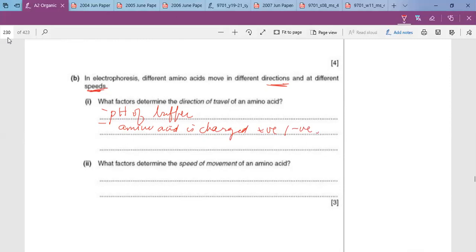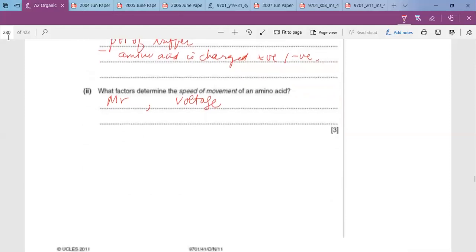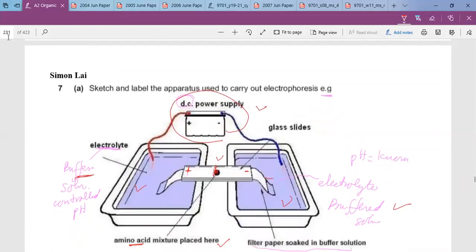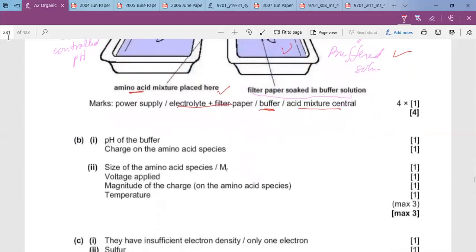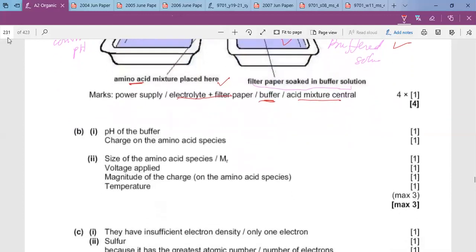The factors that determine the speed of movement, how fast, are the molecular mass, the Mr, and also the voltage. This all will come later. I can see here the marking scheme, so you want to look at it first. The direction depends on the pH of the buffer and the charge of the amino acids. How fast depends on the size of the amino acid, Mr, the voltage applied, or the magnitude of the charge, +2 or +1. Temperature will also affect all these things. These are common sense factors.